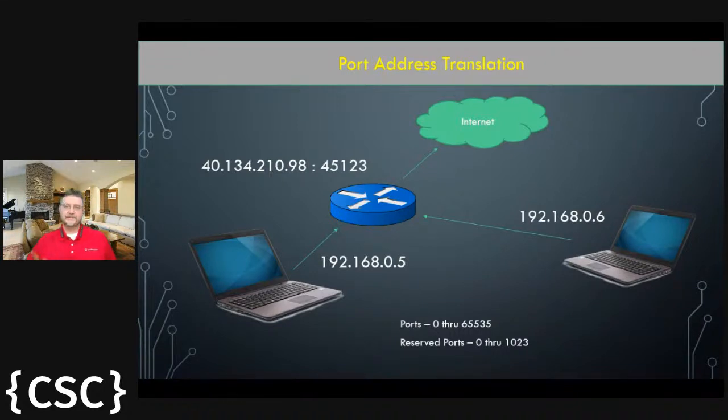The response comes back to that 40.134.210.98 address at that port. So the response is coming back to that port. The router finds it on its table that it is managing and routes that response back to the requesting device, be it that laptop versus the other one. Because maybe while that other device is on the network, it's having its own communication going on, and its responses are coming back to a different port that was opened for it.